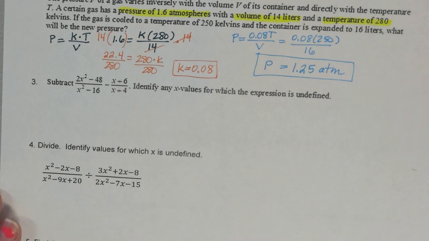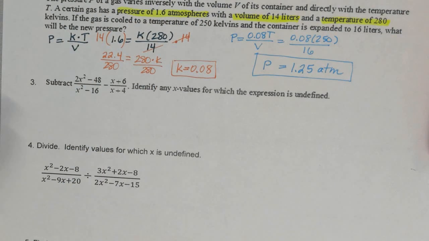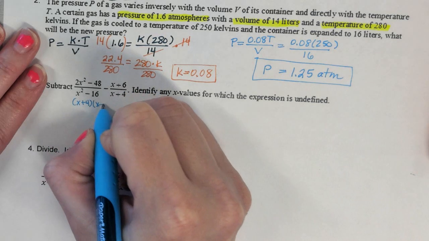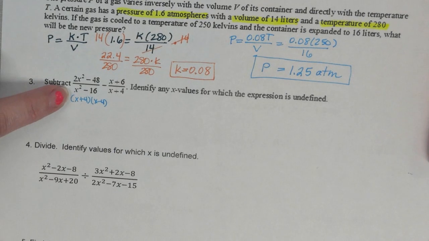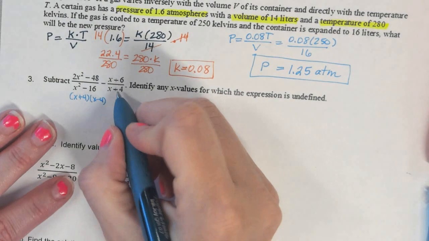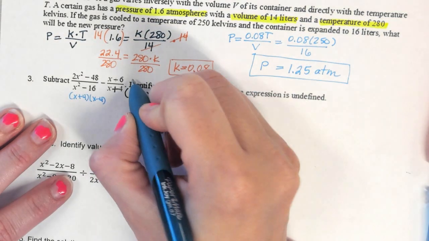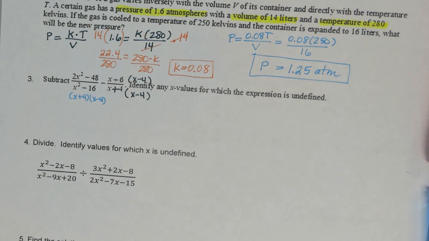Alright, number 3, you are subtracting. Whether you are adding or subtracting, what do you have to have? When you're adding or subtracting, yeah, you have to have a common denominator. So what you want to do is factor the denominator. This one you can't factor, but that one you can factor into x plus 4 times x minus 4. Once you have that, you can see if you already have x plus 4, to get the LCD, you have to multiply the top and the bottom by x minus 4. Then you would have a common denominator.